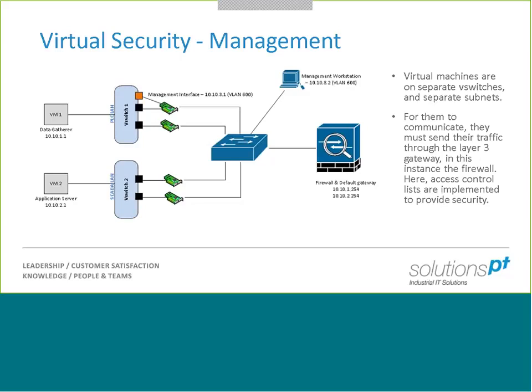Okay, so this is similar to our example. We had our security example of our two VMs, our data gatherer and our application server. Now, if you look at the top there, we've got that little orange box, and that is essentially our management interface. Now, when we create our management interface, particularly in VMware, we have the ability to create a VLAN tag for that management interface. And that essentially says that management interface will only talk on this VLAN, in this case, VLAN 600.